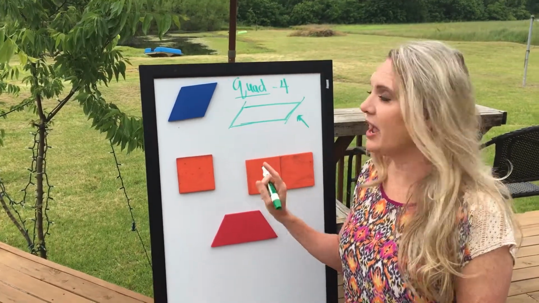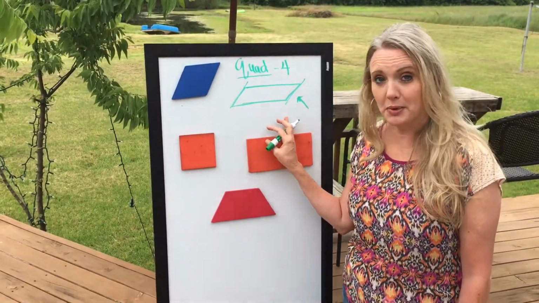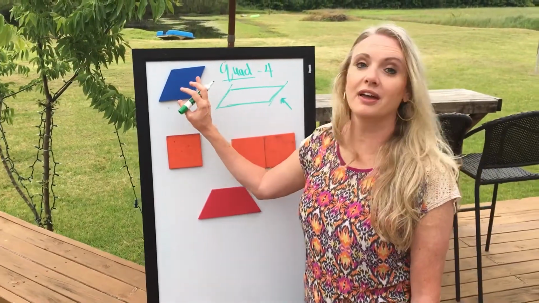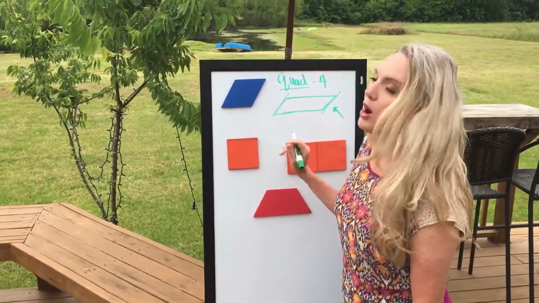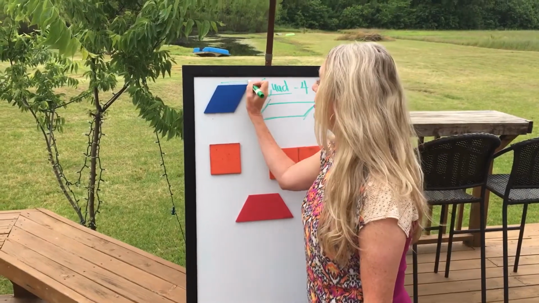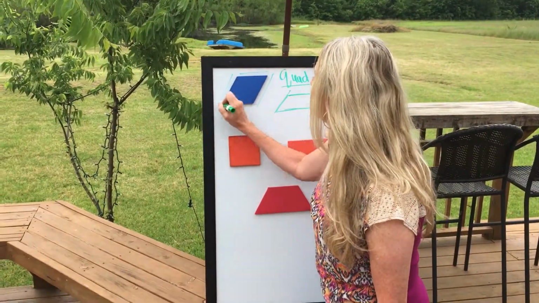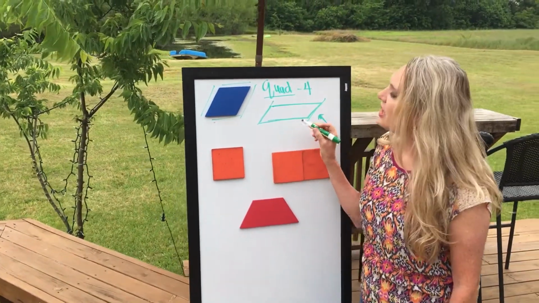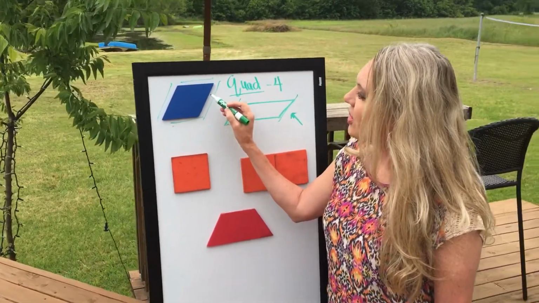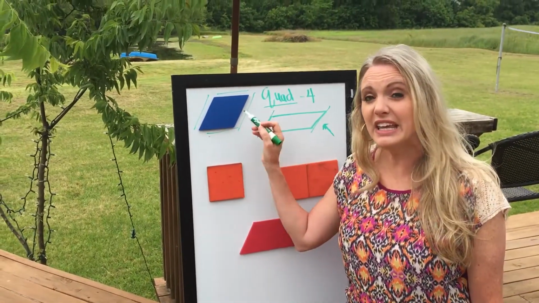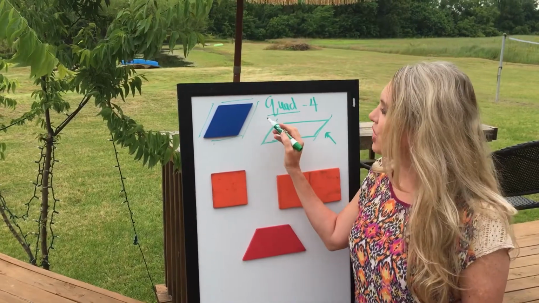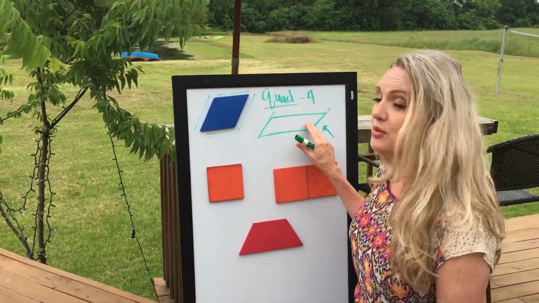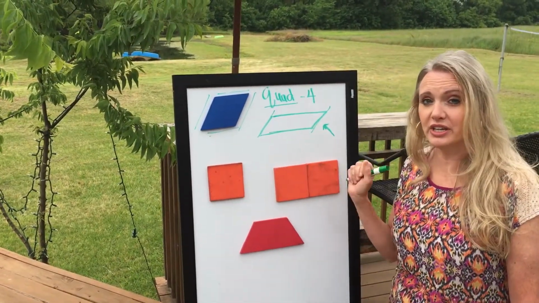Now if you remember, a rhombus can be a parallelogram, but a parallelogram cannot be a rhombus. A rhombus has two pairs of parallel lines. All the sides are equal. So, in the parallelogram, the sides are not all equal.